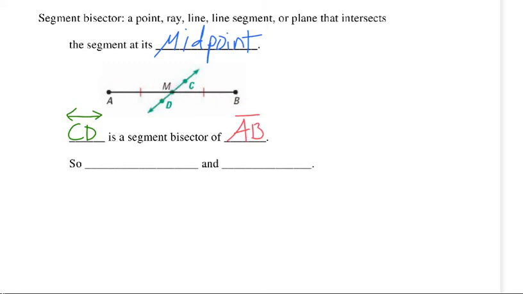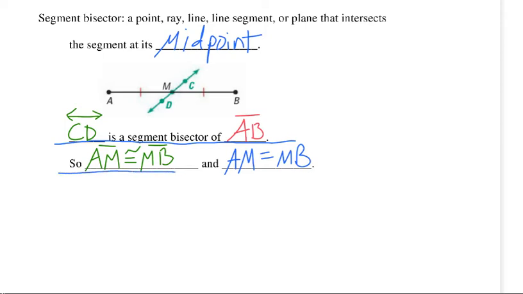So this will be our second card for this section, and we're going to basically say that if we have a line CD that is a segment bisector of segment AB, then we know that AM is congruent to MB, and the reason is because it's the definition of a segment bisector. And we'll fill that out tomorrow in class.